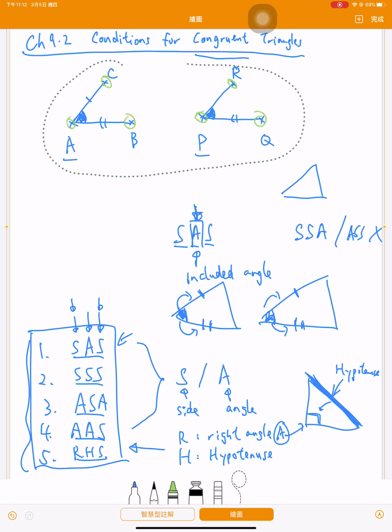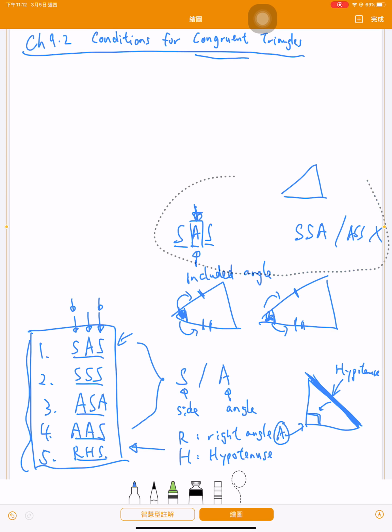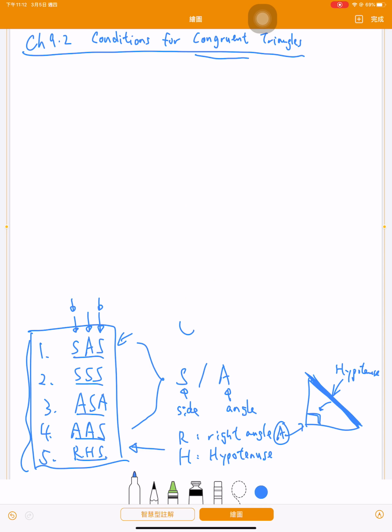And I want to talk about one more thing. That is, some of you may find that these five conditions do not have AAA, right? We have SSS, but we do not have AAA. So I'm going to tell you why AAA cannot be a congruent triangles condition. So for example, I draw a triangle. Okay. For example, ABC. These 3 angles, I mark it in different colors. B is use red colors. For the C, we use green colors.